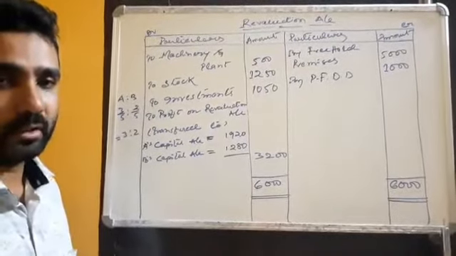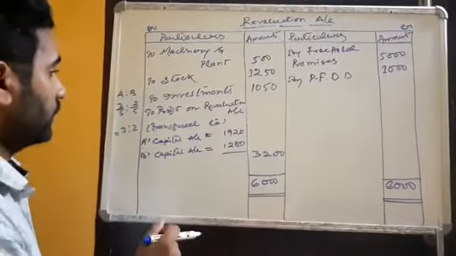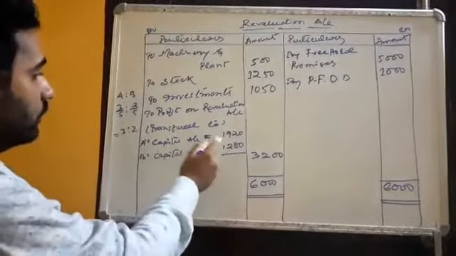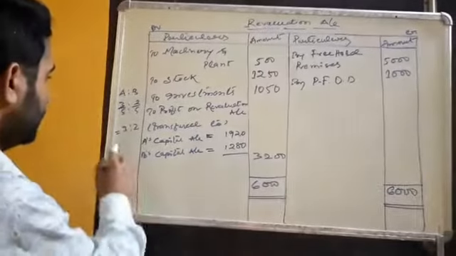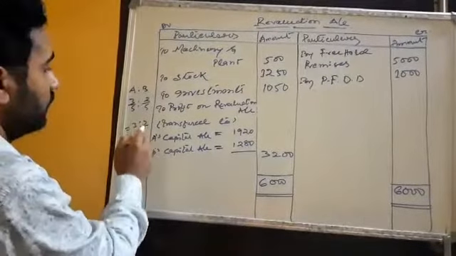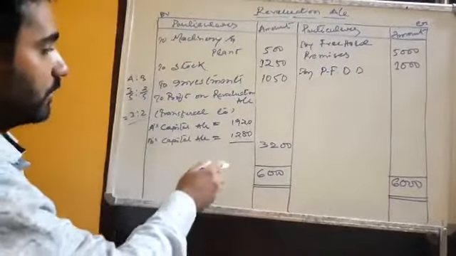So who are the old partners? Here A and B are the old partners. So I've divided that profit in the old partners' capital accounts in their old profit sharing ratio. Now what is the old profit sharing ratio? They are 3/5 and 2/5, so the ratio is 3:2. On this 3:2 I divided 3,200.